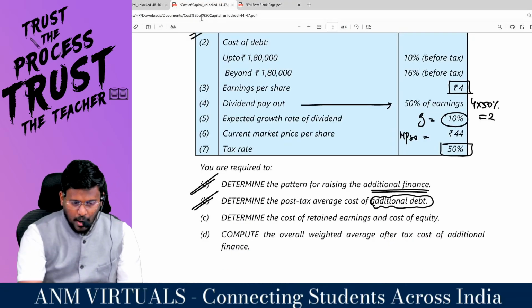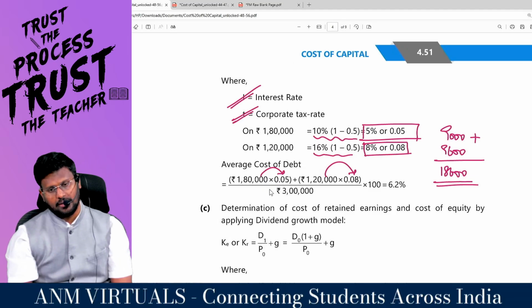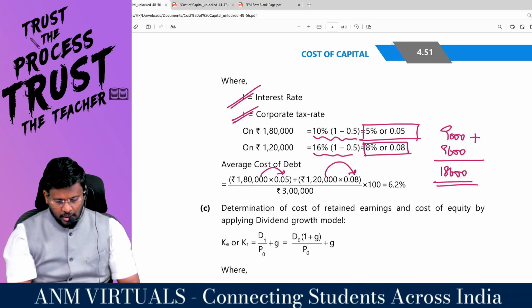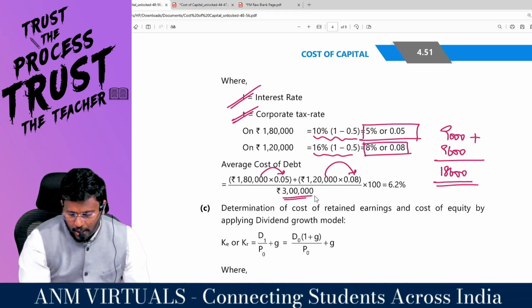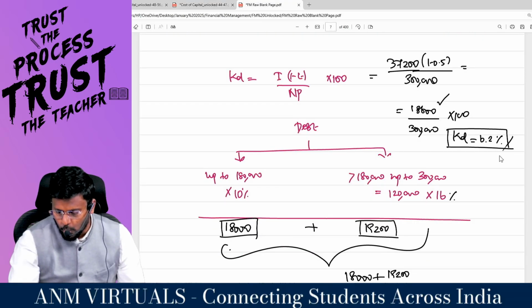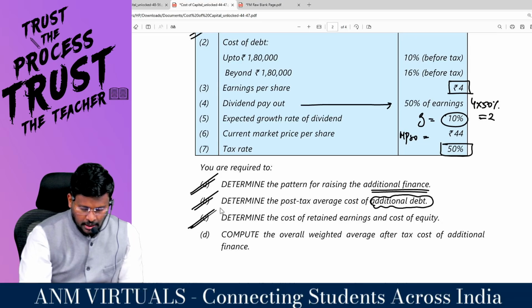The numerator remains the same. What they have done is calculate the after-tax interest rate, but we calculated the full interest and from that removed the tax component. Divided by the total 3 lakh into 100, it comes to 6.2%. We also got 6.2%. Comfortable, sir? That's it. The second part of the question also comes to an end.